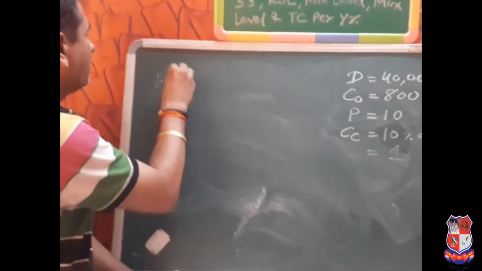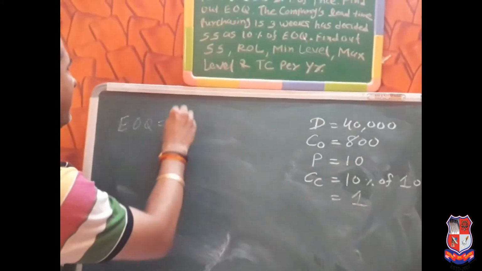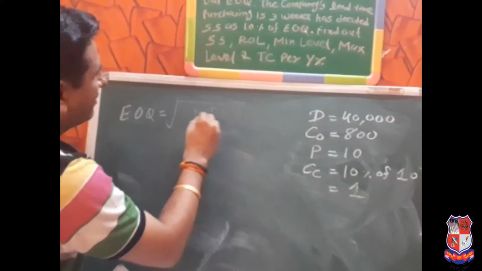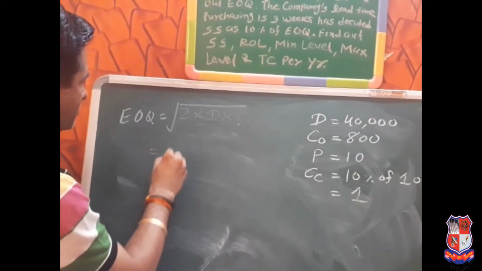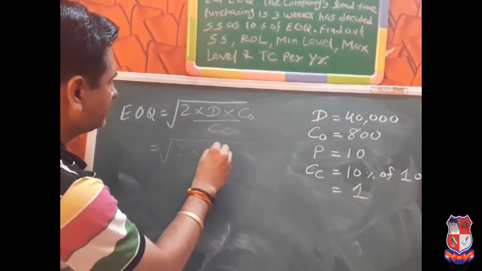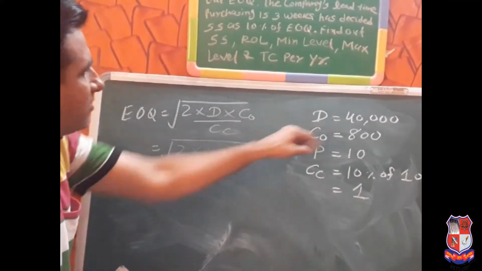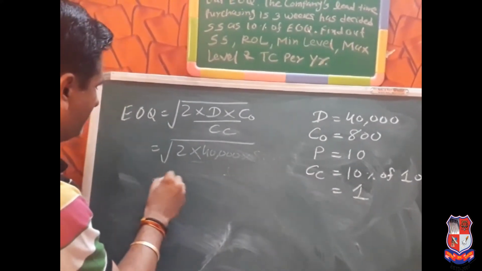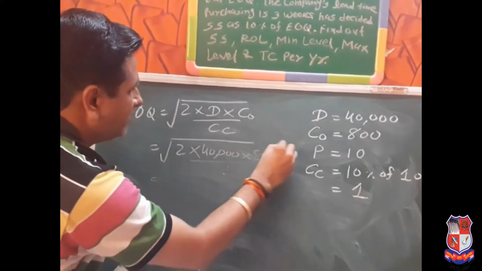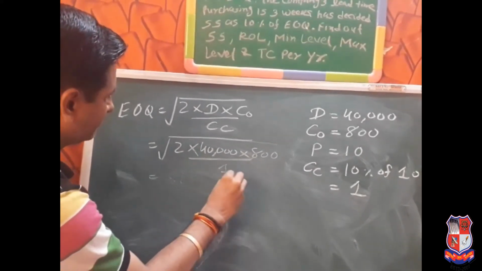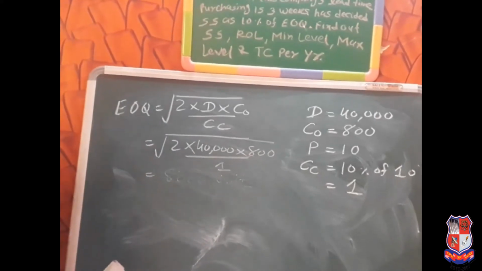So our EOQ formula is equal to under root 2 into D into ordering cost divided by carrying cost. So under root 2 into demand, which is 40,000, ordering cost is 800, divided by carrying cost, which is 1. If you simplify this equation, you will find the EOQ is 8,000 units. So this is your EOQ.